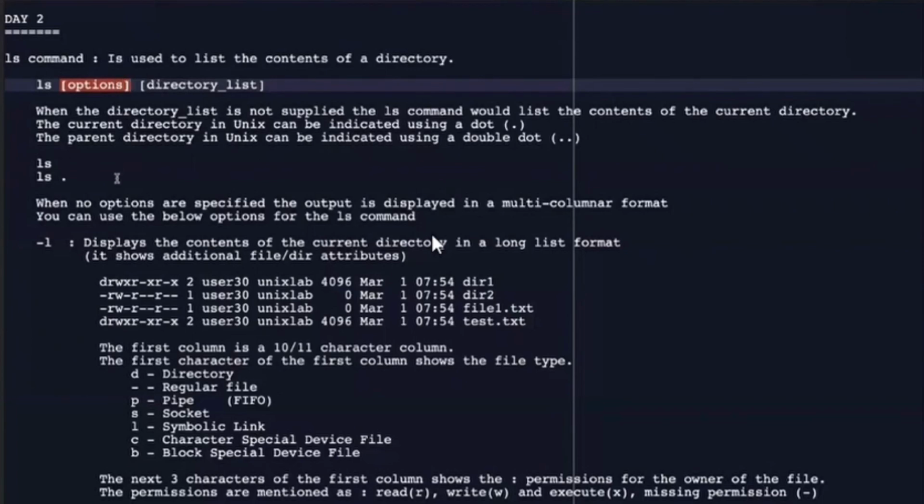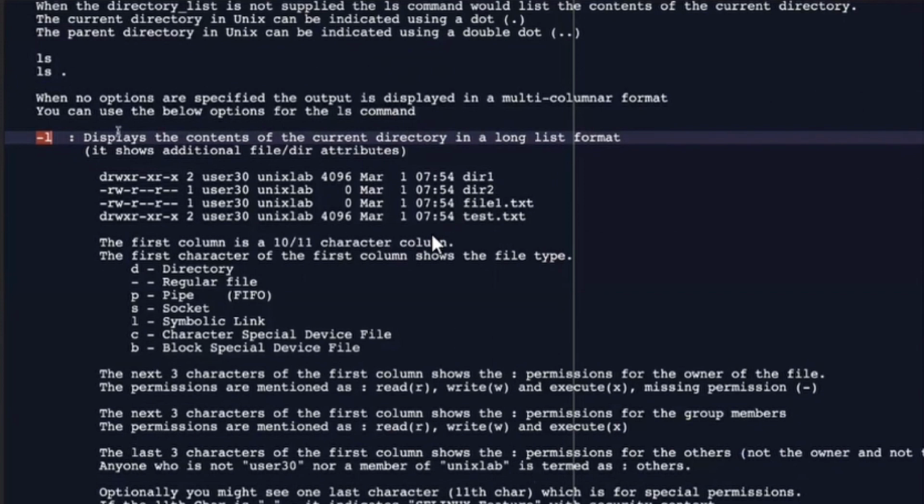command, which displays a long output, and by long output I mean it displays additional attributes associated with files and directories.